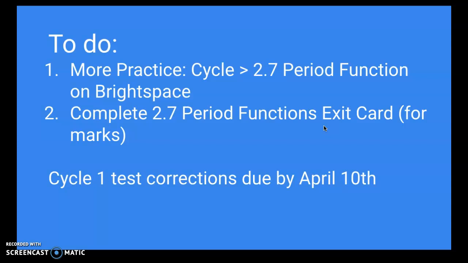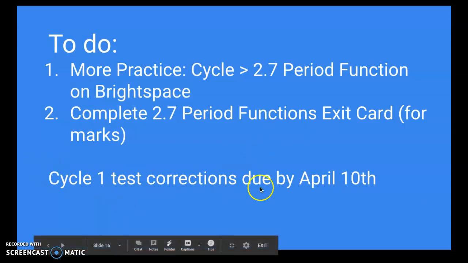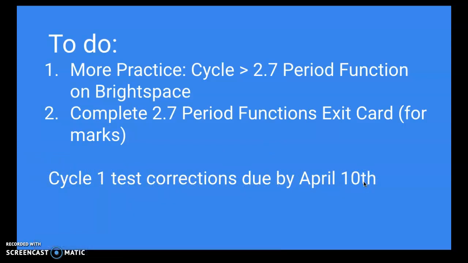And you need to complete the 2.7 periodic functions exit card, and that will be in the quizzes. I'll show you that in a second. Just a reminder, those cycle 1 test corrections are going to be due by April 10th, if at all possible. You've had well over a month to do that, so I'm hoping you had those done before then anyway.